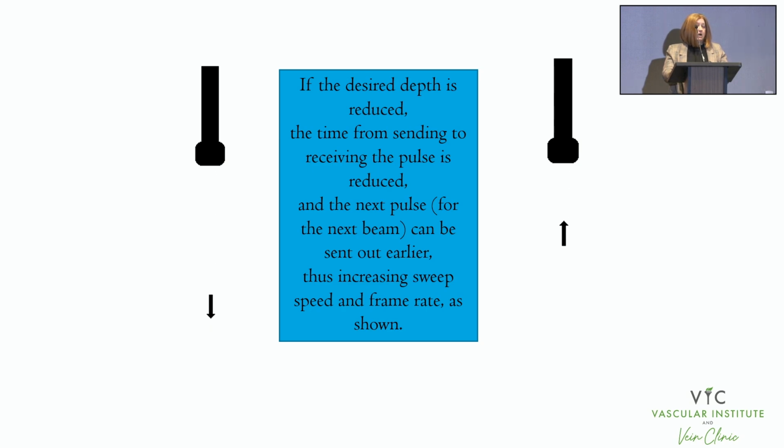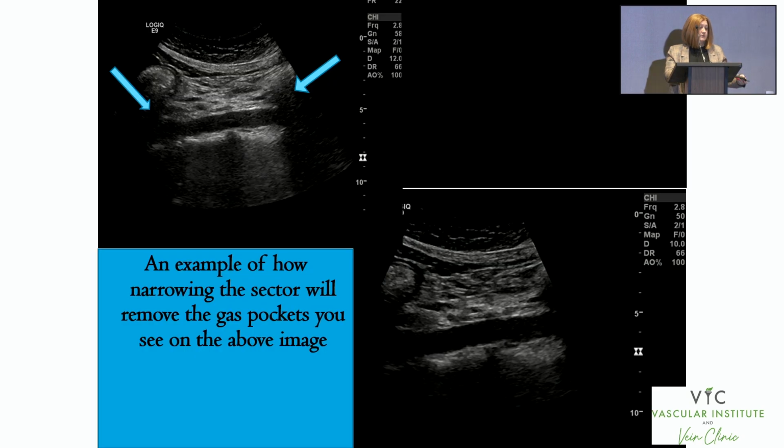So again, it just talks about the ultrasound sending out that pulse. The further it has to travel, the further it has to come back. So get rid of the depth, it will increase your sweep speed, your frame rate, and give you a better image. And this is just an example of how narrowing that sector and removing those gas pockets cleans up that image.